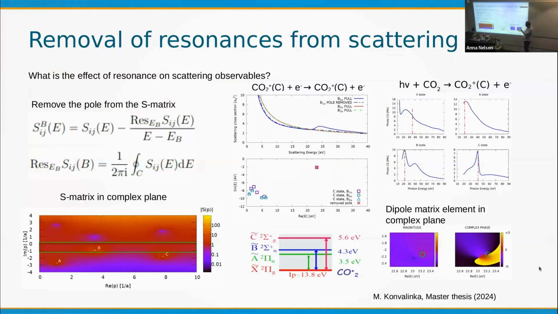When we have those poles, we can play with them and we can remove them from scattering data to see explicitly the effect of the resonances. So this is an example for scattering on the CO2 plus molecule. The blue line is the cross section when the resonance is included, and the dashed ones are when it's removed. So you can see these kinds of things.